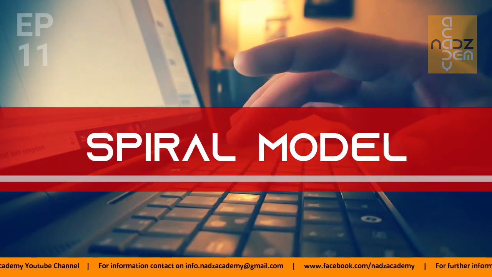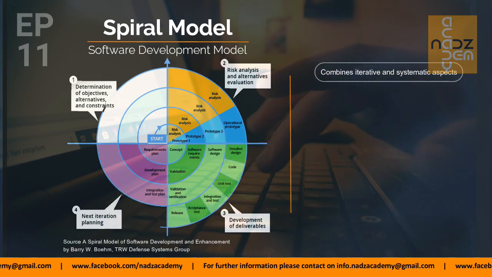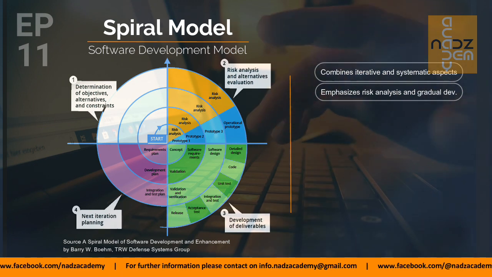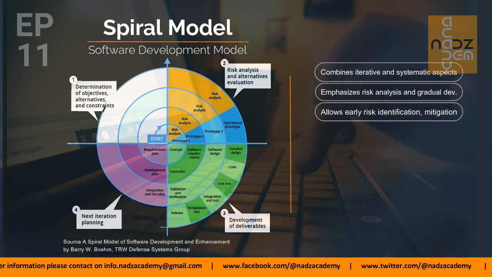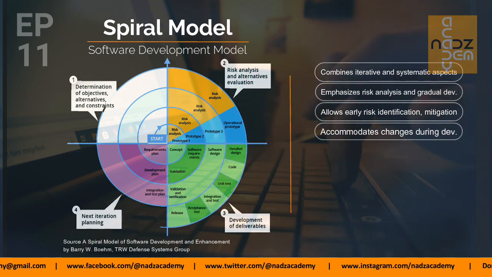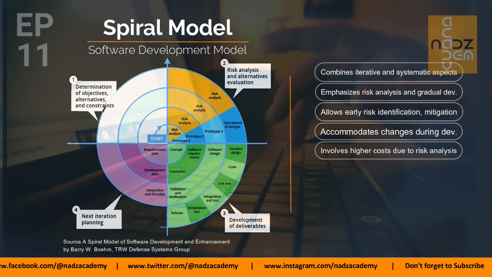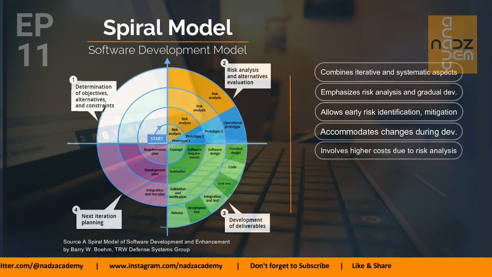A spiral model combines the iterative nature of prototyping with the systematic aspects of waterfall model. It emphasizes risk analysis and gradual development. It allows for early risk identification, mitigation, and accommodates changes during the development process. However, it may involve higher costs due to risk analysis phases.